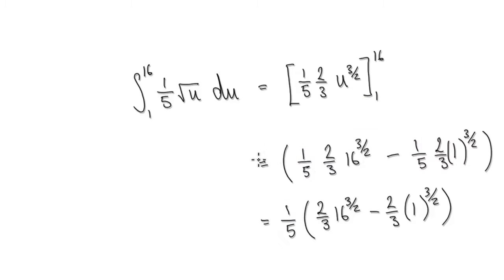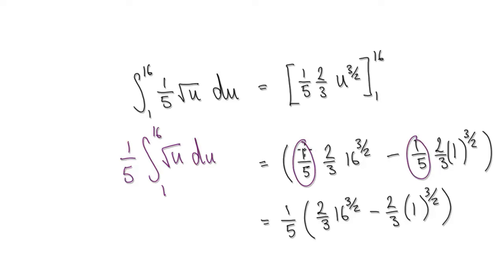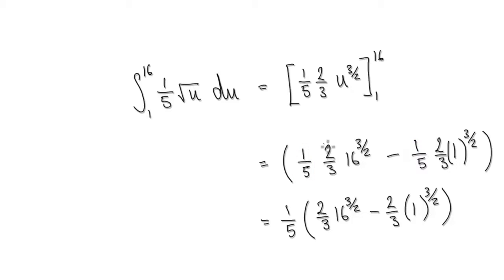The point I'm trying to make is that when you're at this stage and you see a constant, this constant is just a constant. It has nothing to do with u. So you can drag it out here, so it becomes easier to work with. You can just concentrate on integrating the square root of u from 1 to 16, because you can factor out the 1 over 5, and you can use the same thing over here as well. Later on, we can factor out this 2 over 3 as well.